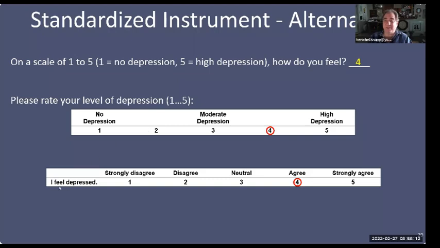It's usually more than one question, but you can do it with one question. I feel depressed, and then what's your level of agreement? And it's scaled from strongly disagree up to strongly agree. And you'll notice these are scaled in progressively higher values, because that's how we normally think, that bigger is better, or bigger is more of something.